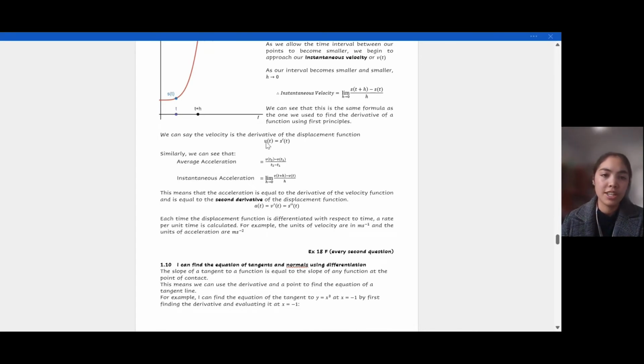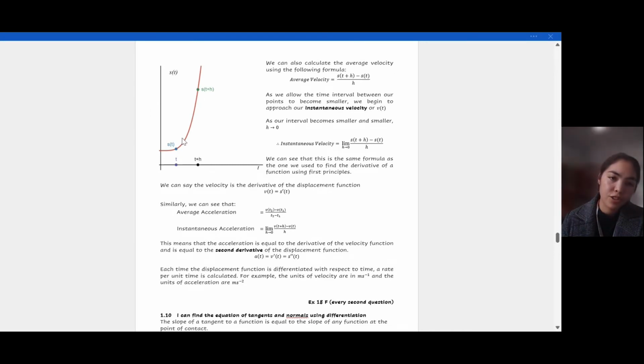One thing to notice though is that as I get closer and closer to each other, if I'm looking at one point precisely, that would be the tangent line, right? And we know that this tangent is the rate of change, which also relates to the derivative. So we can say that the derivative of our displacement function will actually give me my velocity function, as we can see over here.